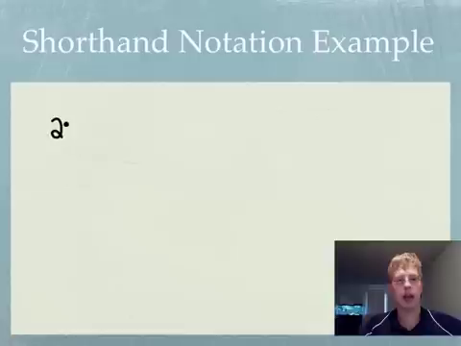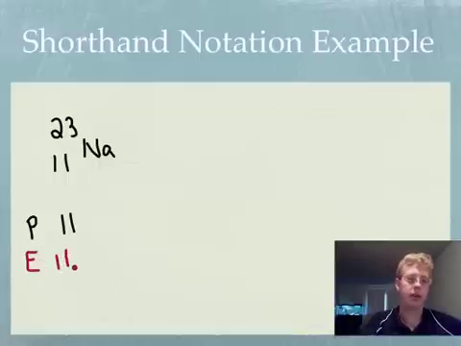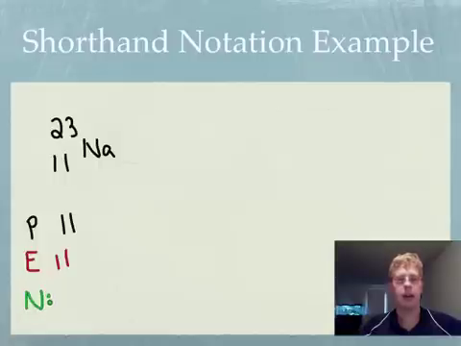Let's do one more example here together. If we look at sodium, which is atomic number 11, we can see that we have 11 protons. Using that same information, we'll have 11 electrons. Then once I do my calculation, I'll find that I have 12 neutrons.